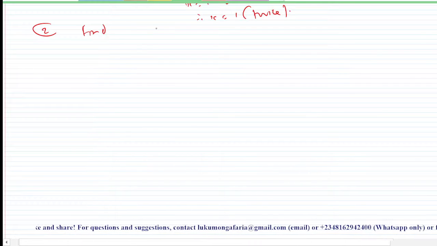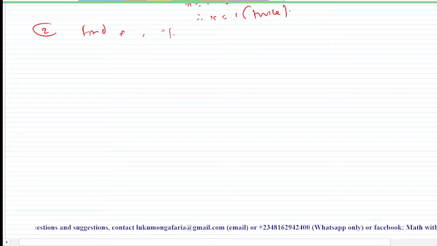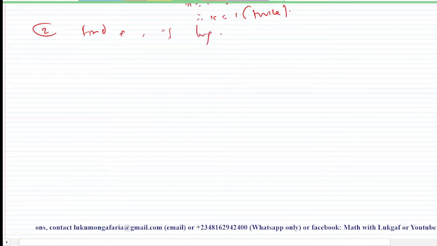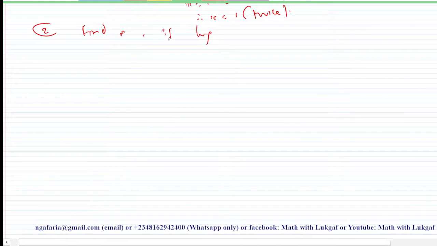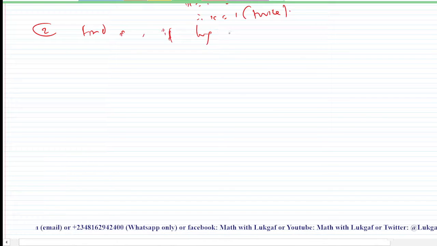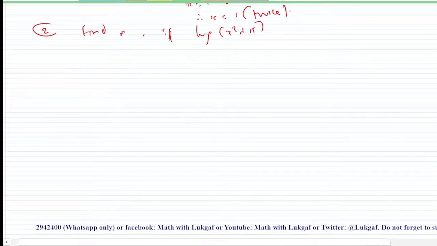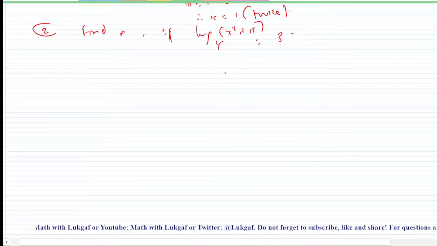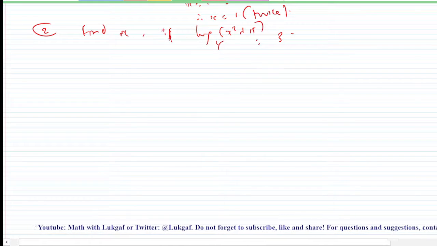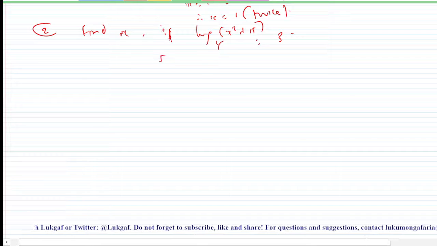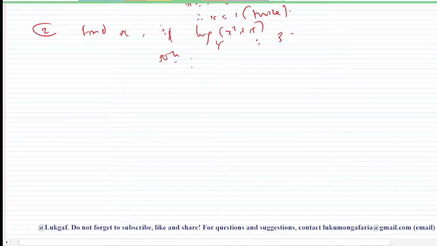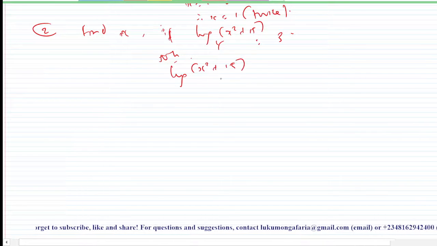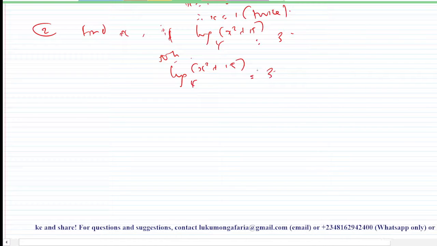Find x if log of x squared plus 15 base 4 is equal to 3. That's not difficult to do. Remember what I said? Solution. You know, I have log of x squared plus 15 base 4 equals 3.